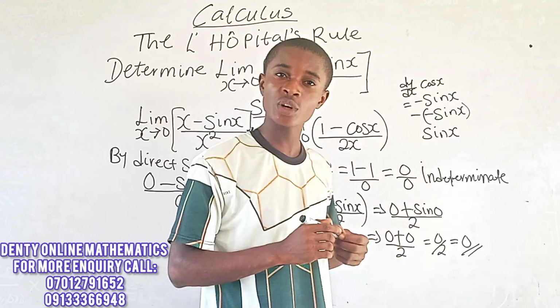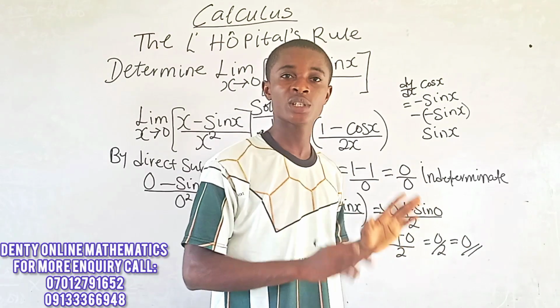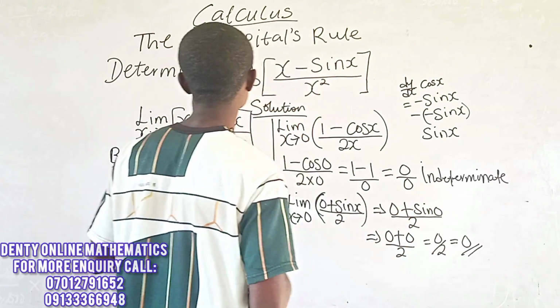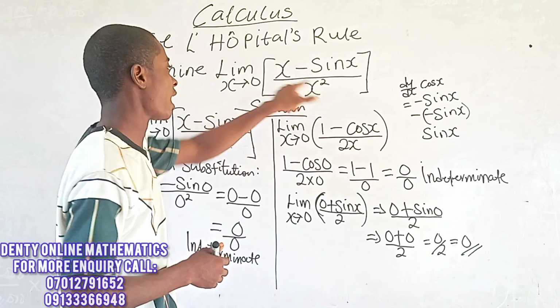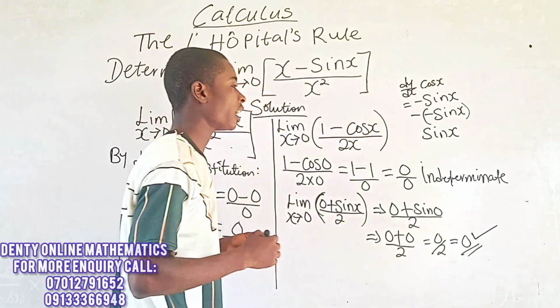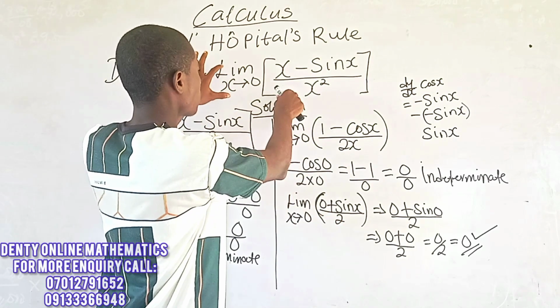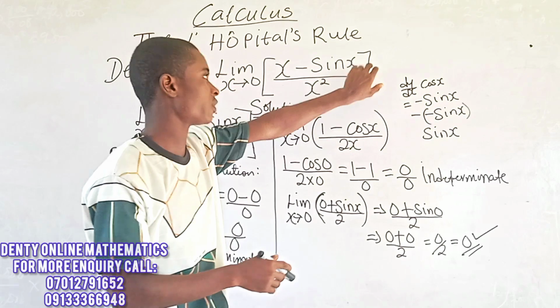So you can see that 0 divided by 2 is equal to 0. And remember, 0 is also a number in mathematics. You get it? 0 is a value, it's a number. And then we can now say that the limit of (x minus sin x) all over x squared as x tends to 0 is equal to 0. And this is the value that satisfies this particular function under L'Hôpital's rule. So that's the value that is going to satisfy this particular question.